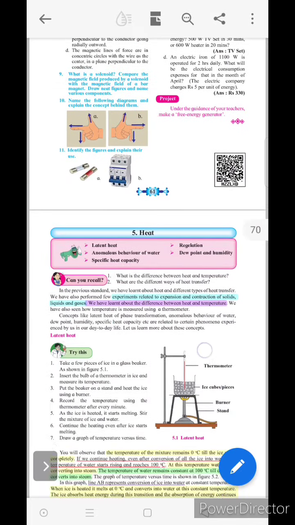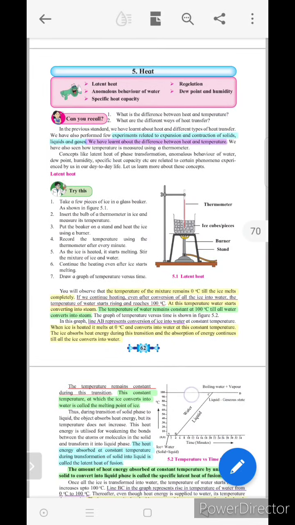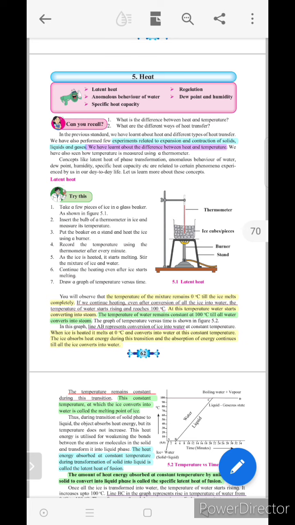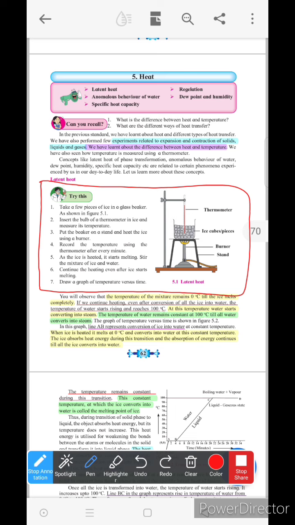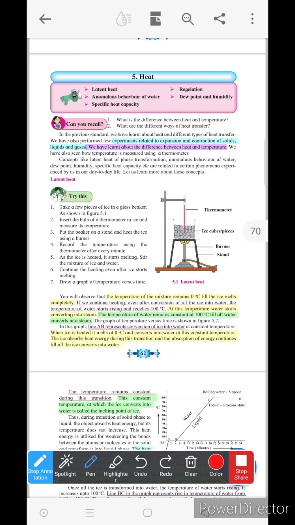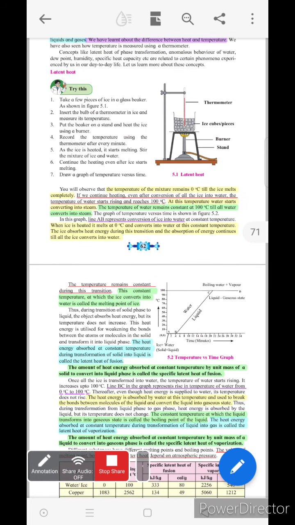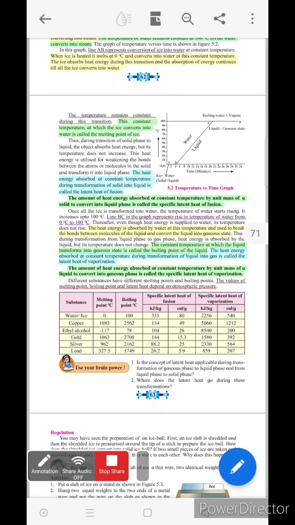Now we will move on to the lesson number 5. On lesson number 5, page number 62, there is a topic that is try this, and this topic is removed from your syllabus. So that's for page number 62. Now we will move on to the page number 63.